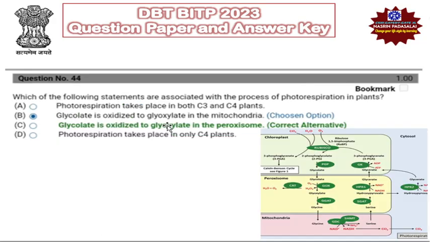Next, which of the following segments are associated with the process of photorespiration in plants? Okay, so the correct answer is option C. I think many of you will be giving the correct answer. So glycolate is oxidized to glyoxylate in peroxisome. In peroxisome only, the glycolate will be oxidized to glyoxylate.